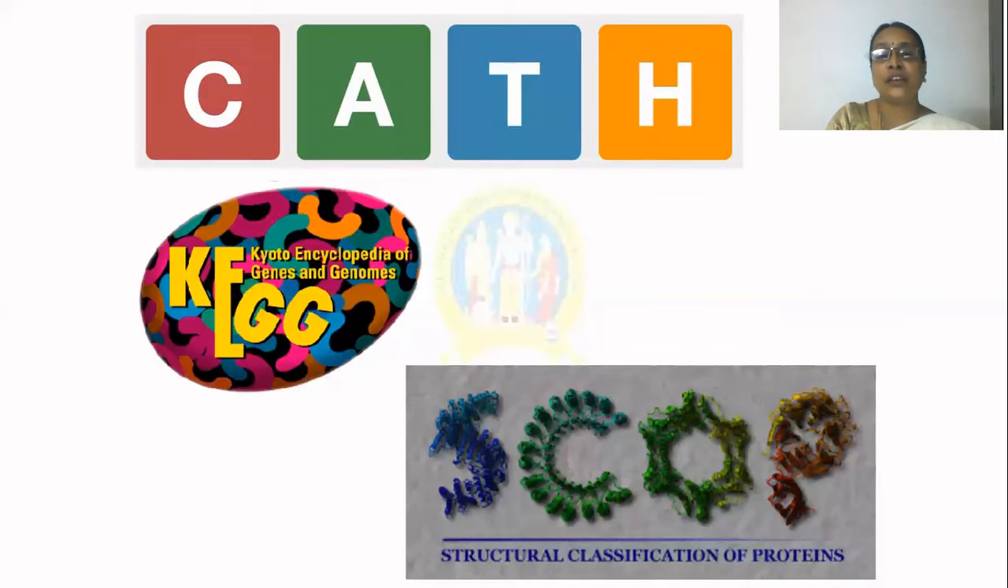The second one is also a secondary database. The expansion is Kyoto Encyclopedia of Genes and Genomes. It contains information relating to the genes and genomes of various living organisms. The third one is known as SCOP. The expansion is Structural Classification of Proteins. It contains information related to the X-ray crystallographic experiments done to elucidate the structure of the proteins.